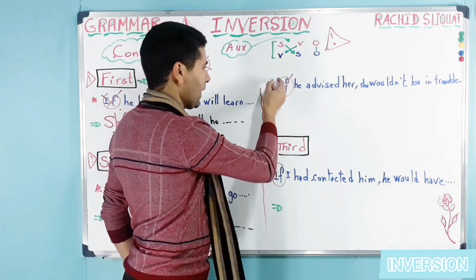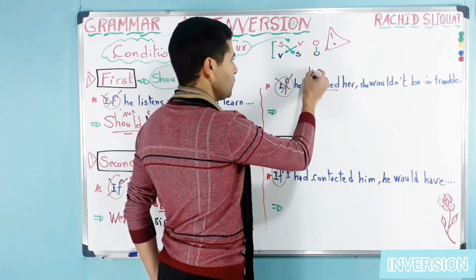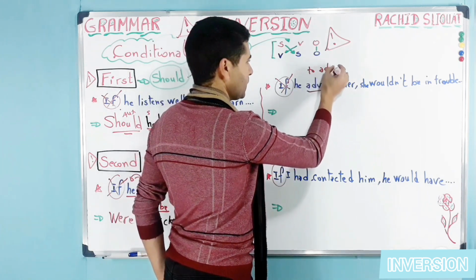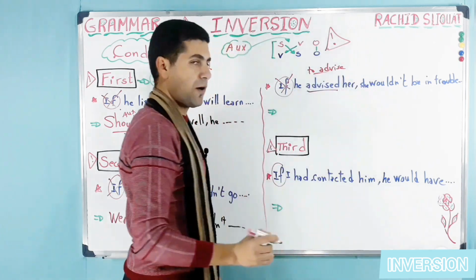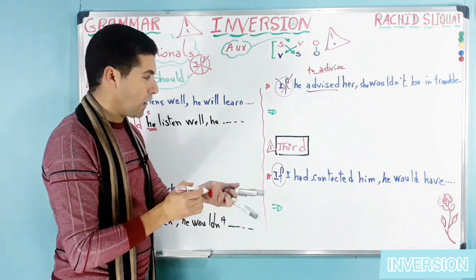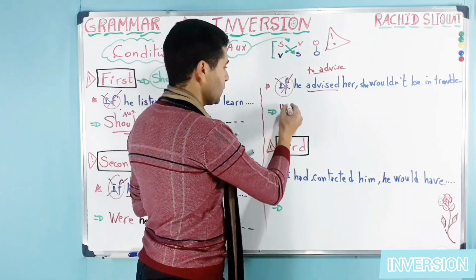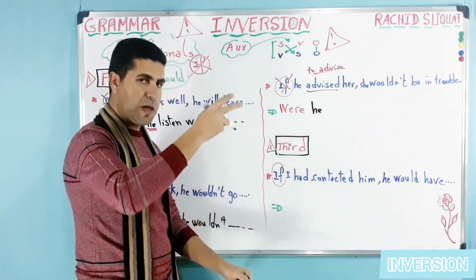We are going to remove if, but here the verb is advise. The verb is to advise, in the past, to advise. Now here we don't have the verb be. So what are we going to do? Here we are going to start again with were, he, were he. So here we have inversion.